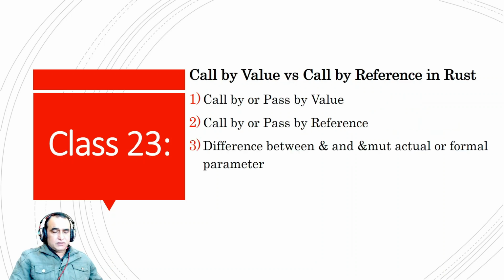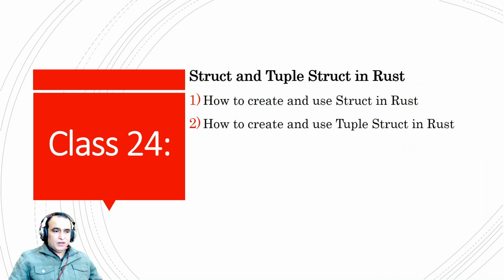In last class number 23, we learned call by value and call by reference in Rust. In this class number 24, we are going to understand what a structure and a tuple structure are in Rust.